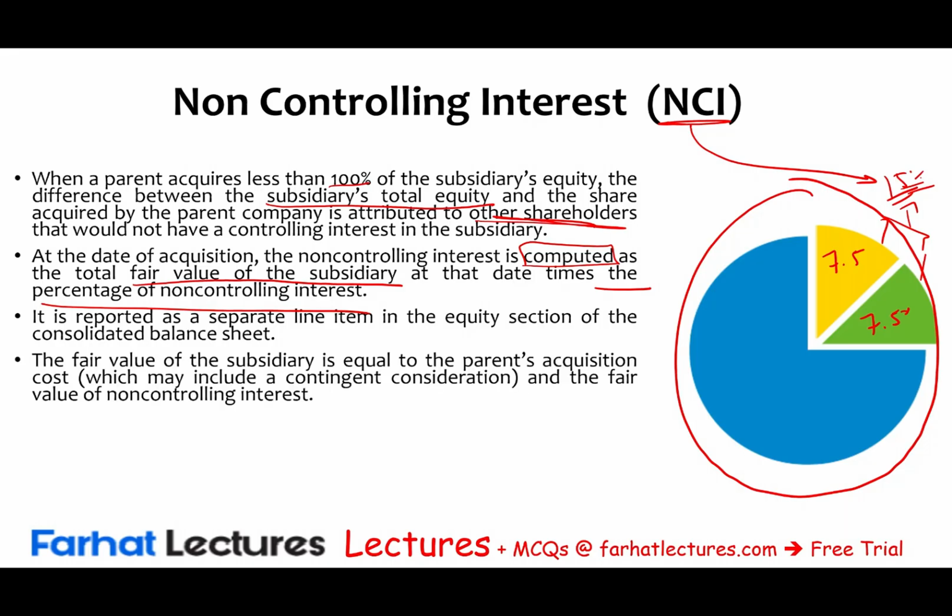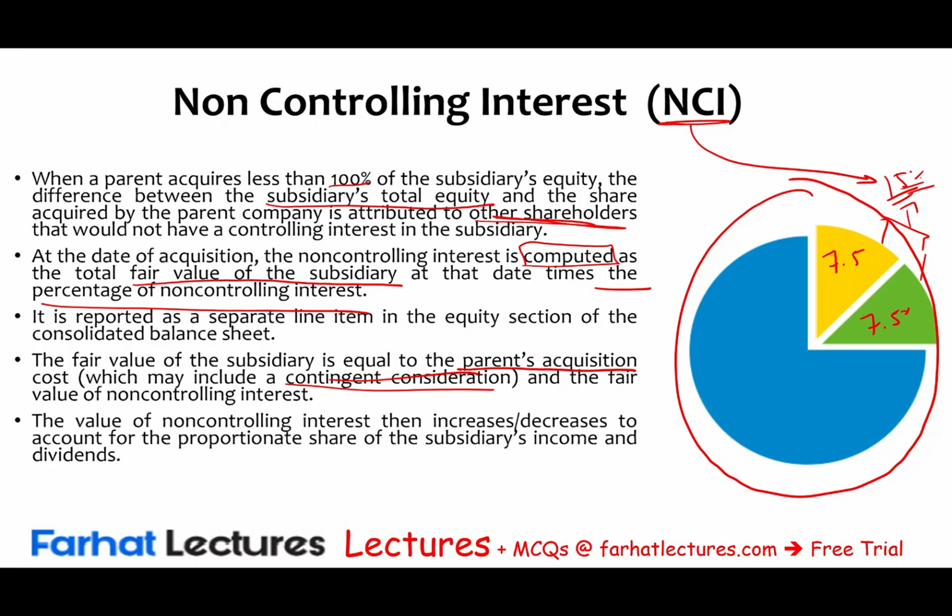So the fair value of the sub is equal to the parent acquisition cost. It could include contingent consideration. We don't have to worry about this. And the fair value of the non-controlling interest, because both of them together equal the total fair value, because it's the controlling and the non-controlling that form the whole company. So the value of the non-controlling interest is accounted for separately, and you will see later how it increases and decreases to account for the proportionate share of the sub's income and dividends. So whatever dollar amount we assign to this 15%, this dollar amount will go up and will go down as the subsidiary generates income or pays dividends.